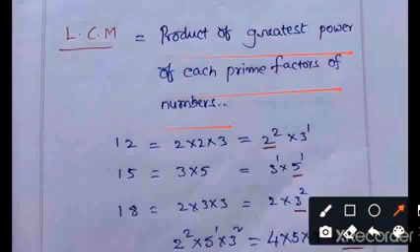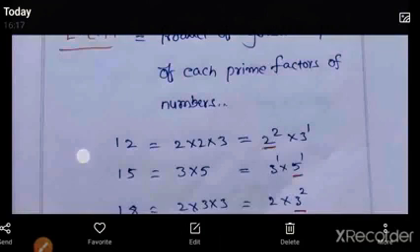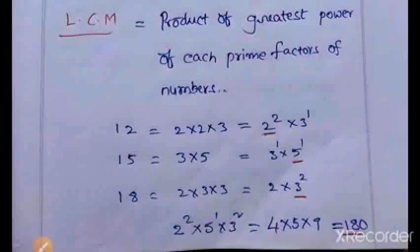Now we observe what we did while finding the HCF. 12 is expressed as 2 power 2 into 3 power 1, 15 is 3 power 1 into 5 power 1, and 18 is 2 power 1 into 3 square. So we take 2 square into 5 power 1 into 3 square. 2 square means 4, 5 power 1 means 5, and 3 square means 9. So it is equal to 180.